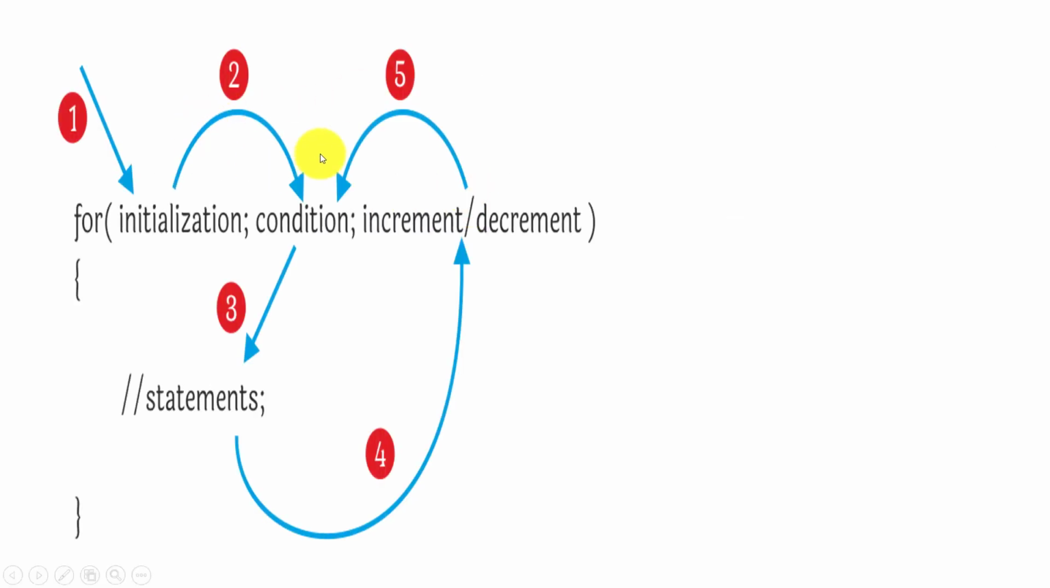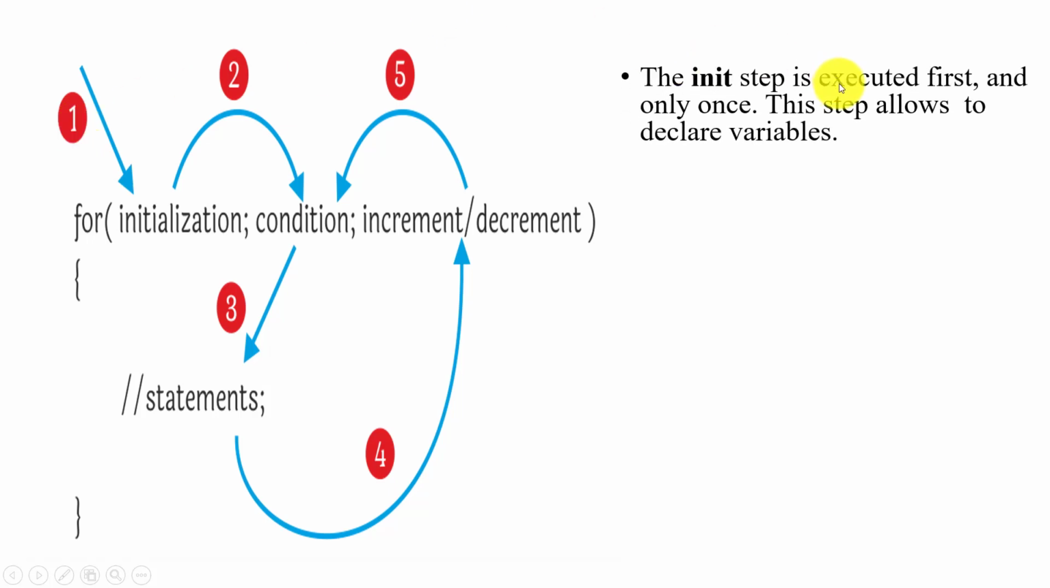So let's understand the working of the for loop in detail. In this diagram you can see the initialization part. At the first step it initializes. This step is executed first and only once. So remember, initialization is executed at the first step and it executes only once.